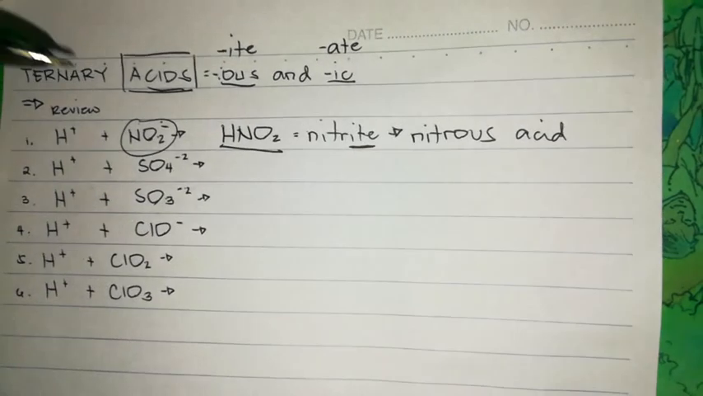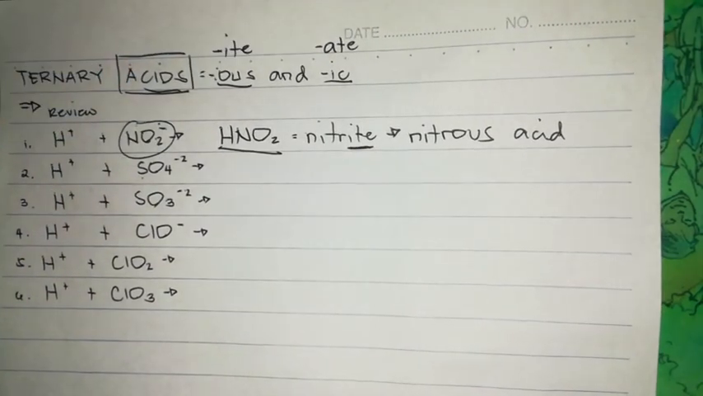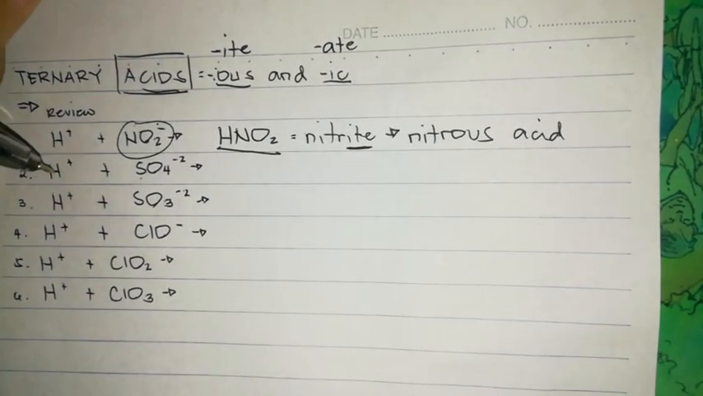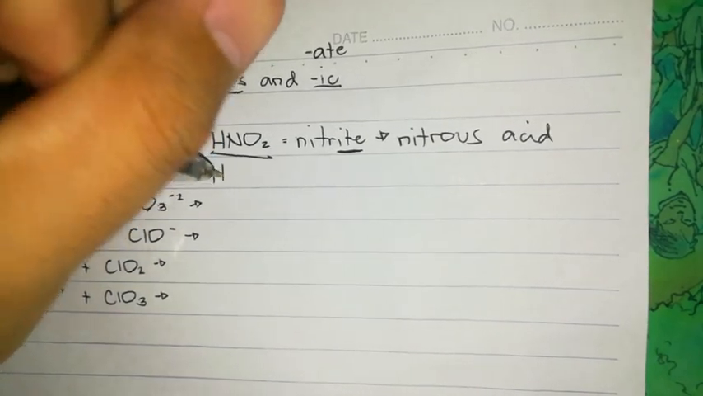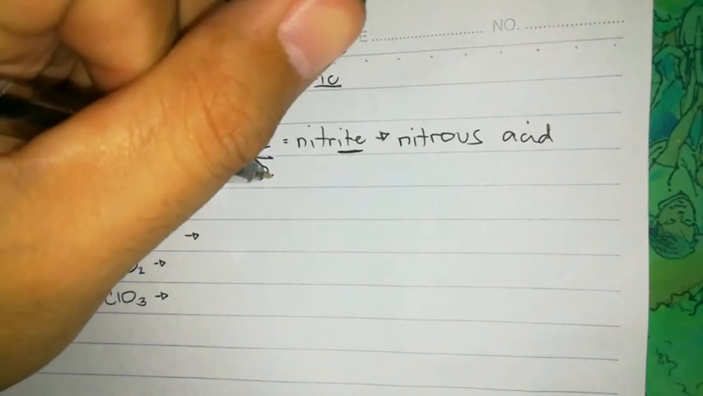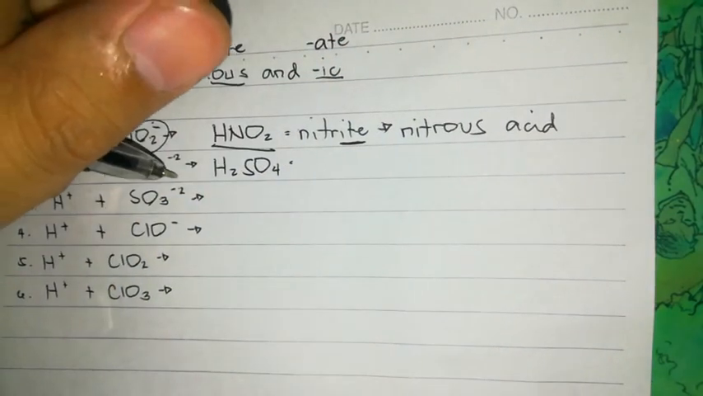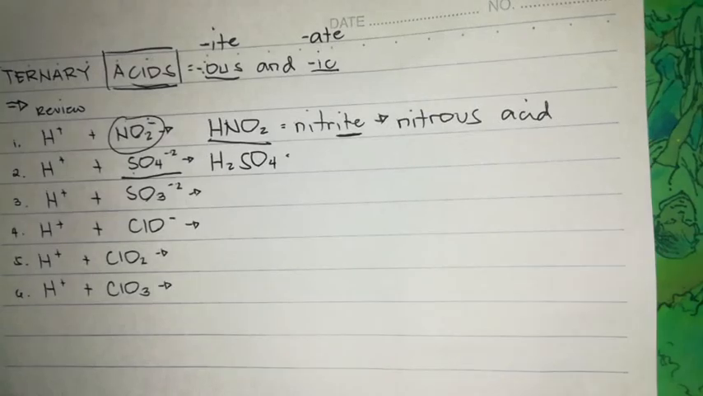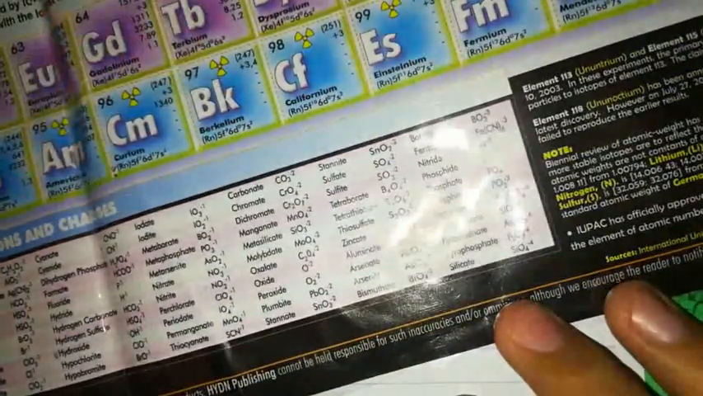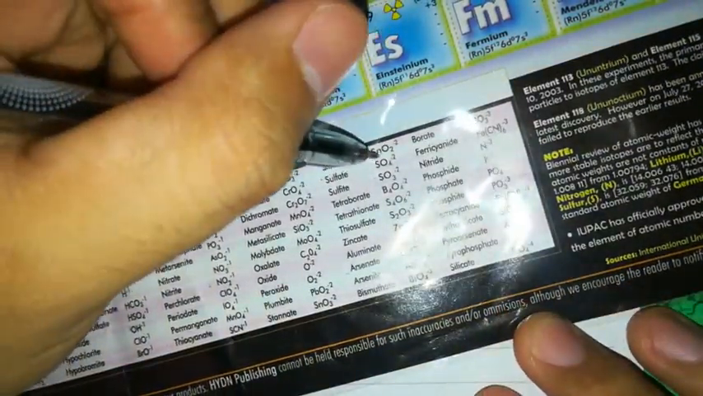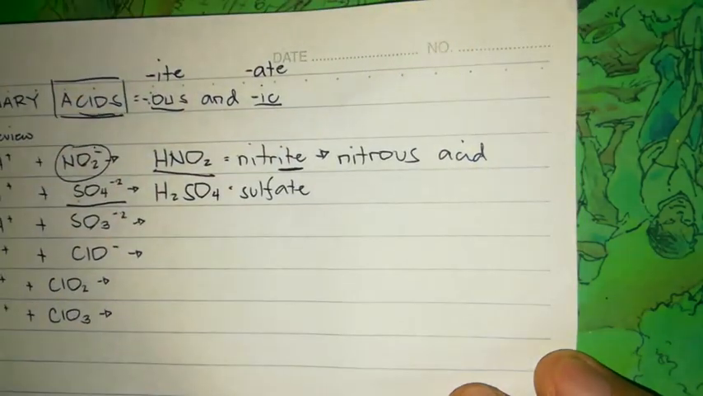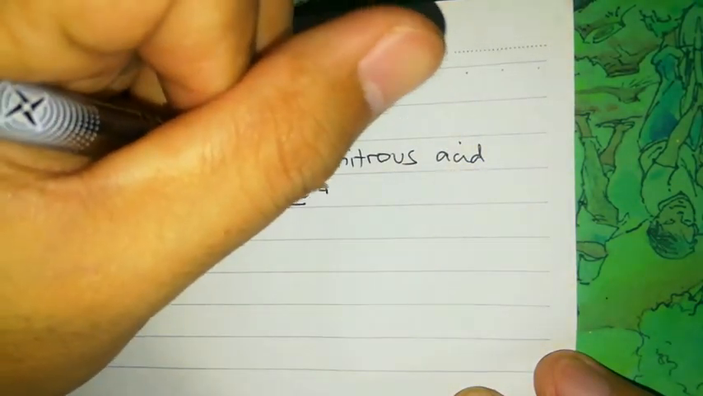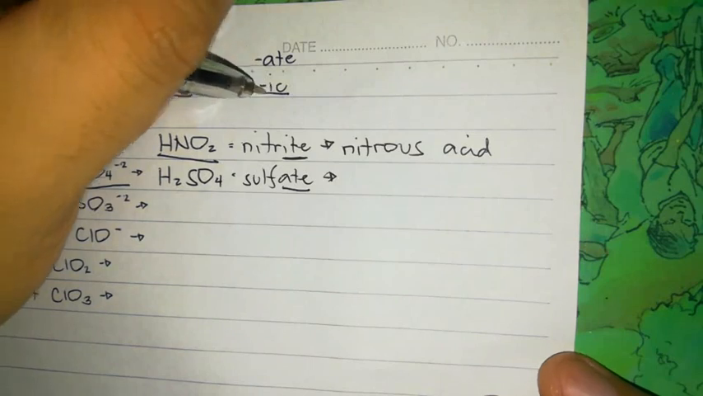Next, SO4 negative 2 halo sa hydrogen. So, yung 2 mapupunta kay H. So, it will become H2SO4. Hanapin sa periodic table yung pangalan na SO4 na may negative 2. So, nandito siya. SO4 na negative 2. Ang pangalan niya ay sulfate. Since nag-end siya sa ATE, matatanggal yan, mapapalitan ng IC.